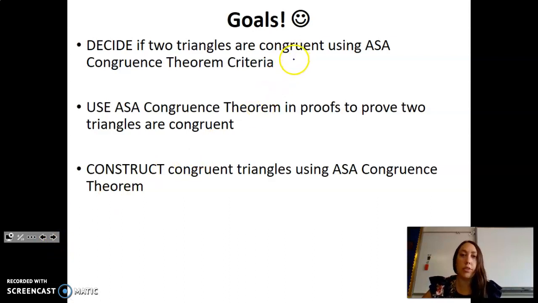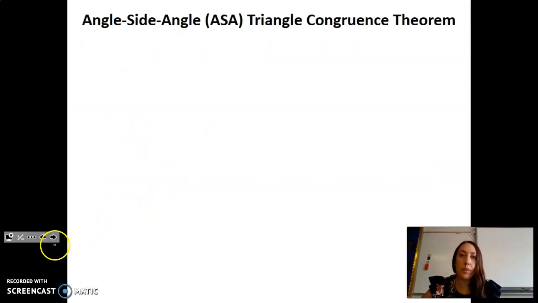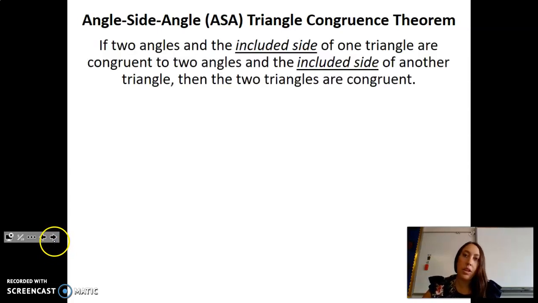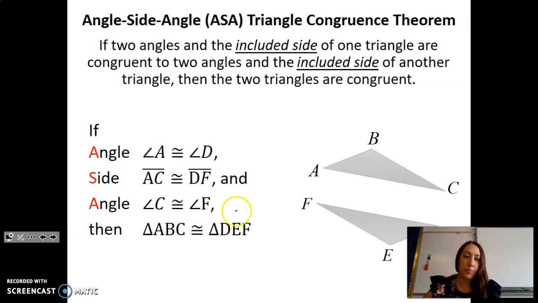So we'll decide if two triangles are congruent using angle, side, angle, and then we'll use angle, side, angle in proofs, and then I'm also going to link a construction so you guys can watch that and see why angle, side, angle works. So here's the angle, side, angle, triangle congruence theorem. If two angles and the included side of one triangle are congruent to two angles and the included side of another triangle, we know those two triangles are congruent to one another.